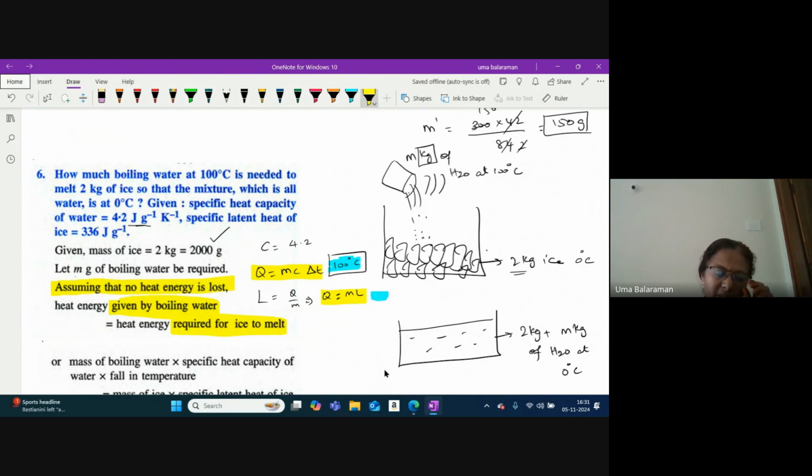100 degrees Celsius is becoming 0 degrees Celsius. M gram of ice from 0 degrees Celsius to 0 degrees Celsius, it is getting converted. The phase change is happening here.